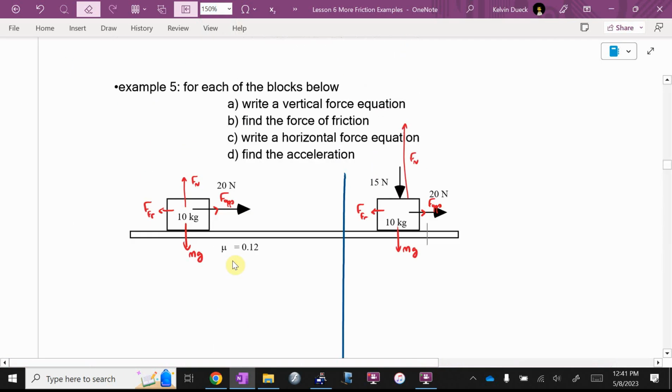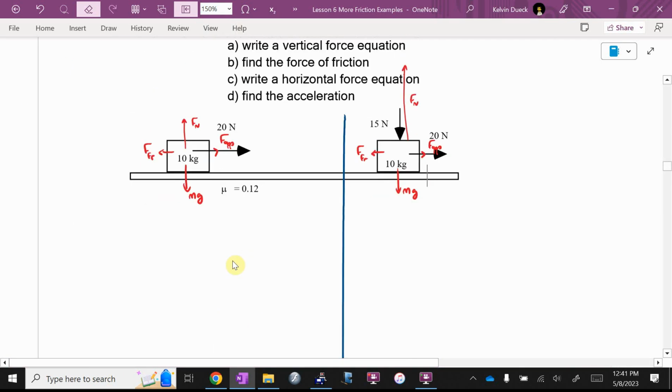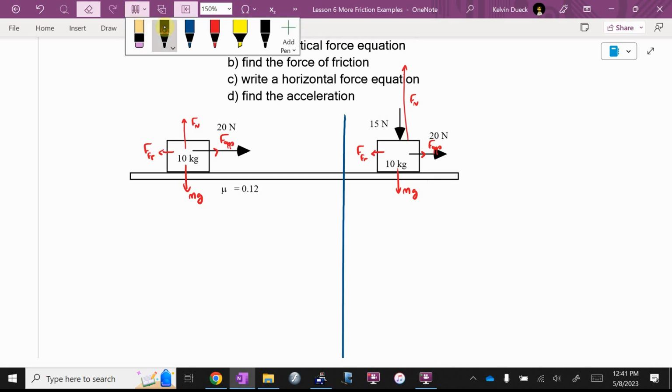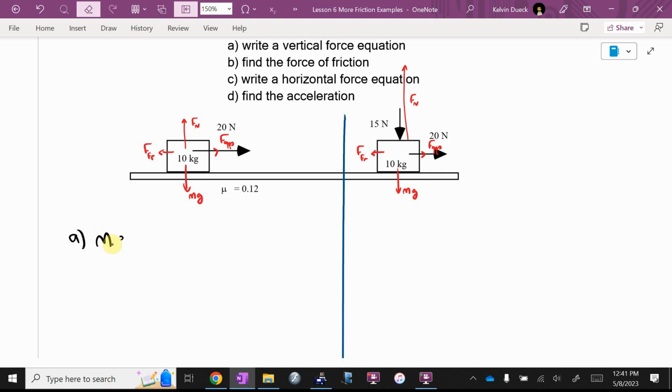Jackson, what does A say it wants me to do? Vertical is this direction. Basically, if you're sitting on a surface, everything down has to equal everything up. So in the first situation, the vertical force equation, what's everything down? Don't overcomplicate it. What's every force pointing down in the first picture? Yep. What's everything up in the first picture? Or you could have written Fn equals mg.